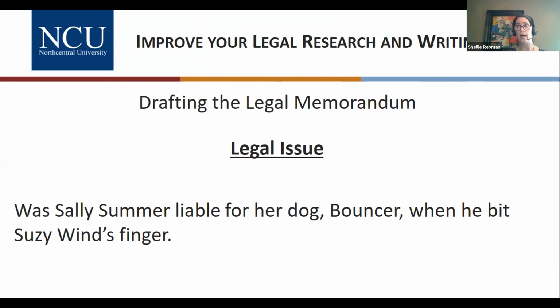So now that you've completed your outline, you're going to start constructing your assignment. So you'll start with the headings, and then you'll include the paragraphs. When starting a legal memorandum, or any memorandum, it's always going to come down to these fundamental elements. You have to have the legal issue, you have to have the facts, and you have to have the rule or the law on how those facts should be decided. So here in this memorandum, we're going to start with the legal issue. And the legal issue in this hypothetical is obviously very simple. It's whether Sally Summer was liable for her dog Bouncer when he bit Susie Wynn's finger.